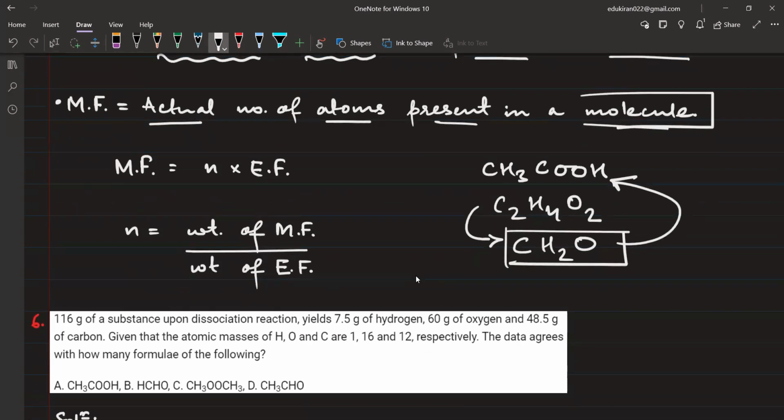116 gram of substance upon dissociation reaction yields 7.5 gram of hydrogen, 60 grams of oxygen, and 48.5 grams of carbon. Given the atomic masses of hydrogen, oxygen, and carbon are 1, 16, and 12 respectively, the data agrees with how many formulas of the following? So again, this is an integer type question. In how many of these does the formula fit? Write this down.